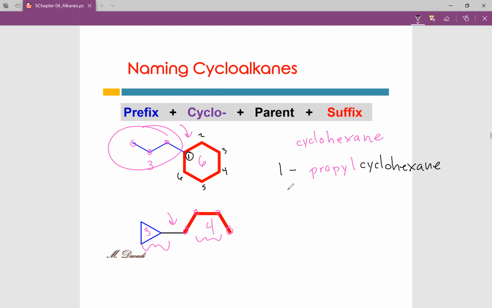Technically, for this one, you do not have to put the 1 here, because it's implied, since we can number this cyclohexane any way that we want, as long as it's consecutive. But here we're going to make it just 1 for the sake of clarity.